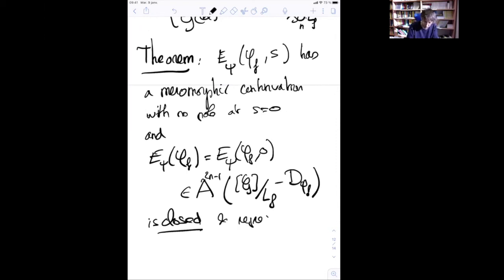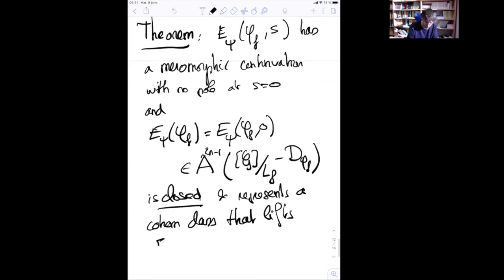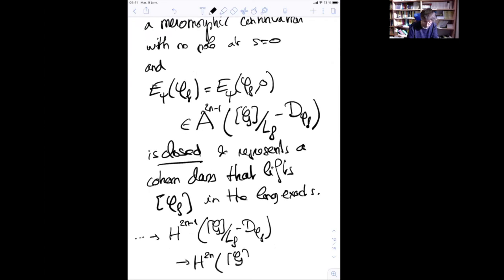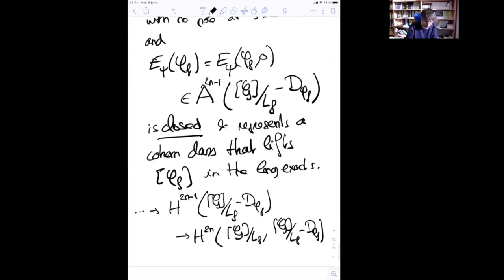it represents a cohomology class that lifts the class phi f above in the class of the divisor in the long exact sequence, and so on.